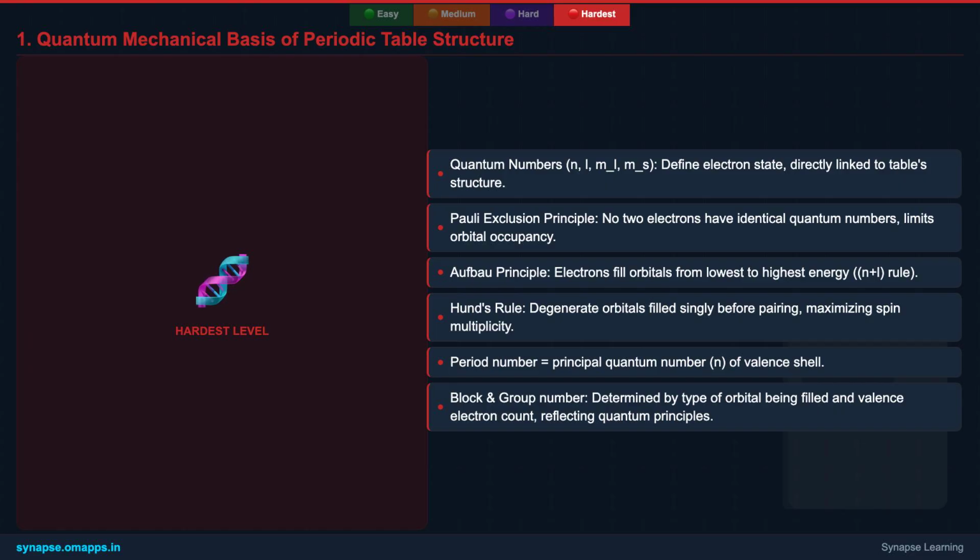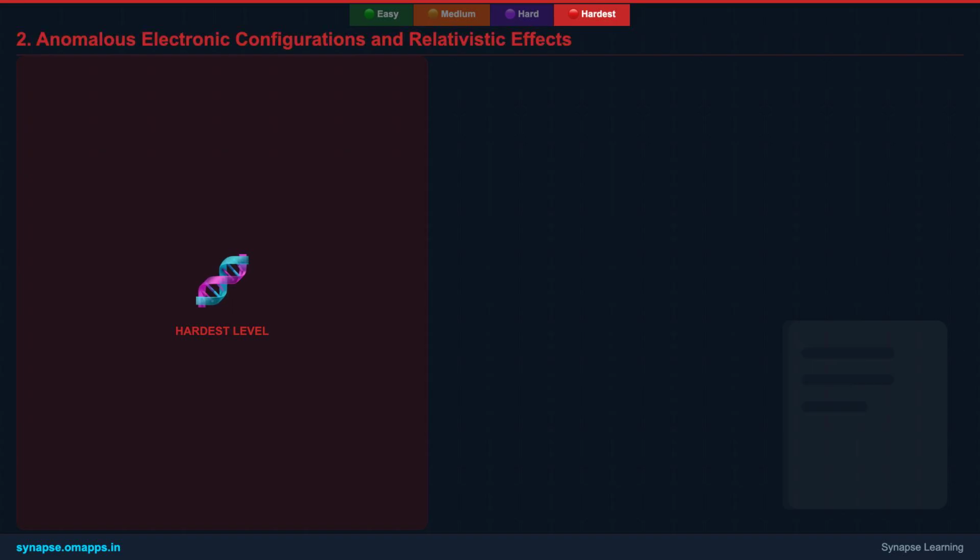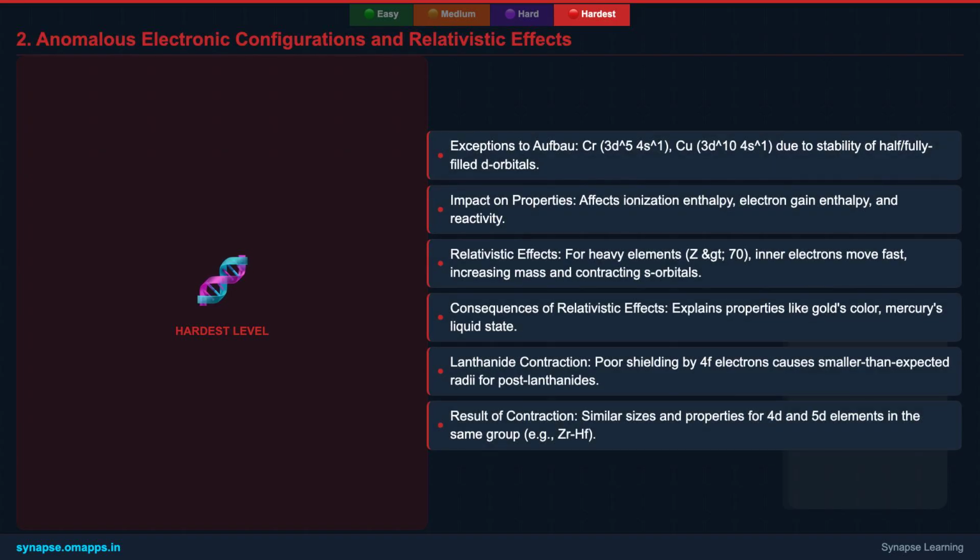The period number corresponds to the principal quantum number of the valence shell, while the block indicates the type of orbital being filled. The group number, derived from valence electrons and block, precisely positions each element, making the periodic table a direct manifestation of quantum theory. Beyond ideal filling, some elements show anomalous electronic configurations, like chromium and copper, due to the enhanced stability of half-filled or fully filled d orbitals. These anomalies significantly impact their chemical behavior.